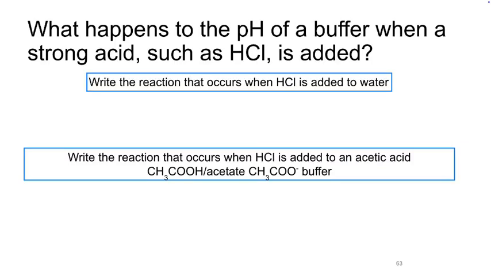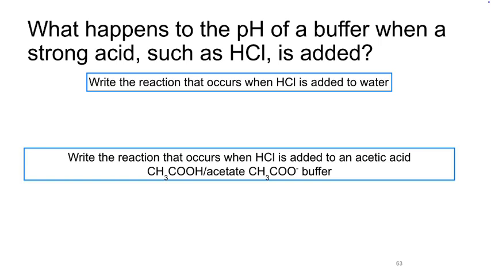I just locked up. So what happens to the pH of a buffer when a strong acid such as HCl is added? Should just be a talk through at this point. What happens when HCl is added to water? It dissociates completely, which means what happens to the pH? It drops through the floor almost instantly.